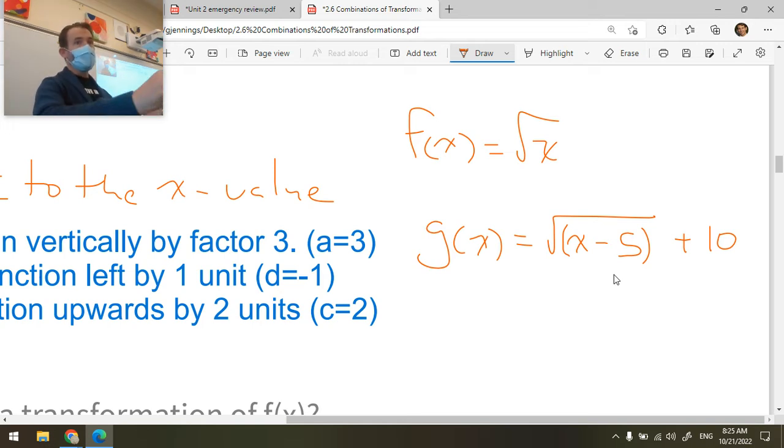When we've changed the domain in that way, that's a D transformation. It's moved our input values. This one over here is a C transformation. It's not connected directly to this x. It's outside of that square root sign, and it's just going to lift everything up by 10. So that's C.